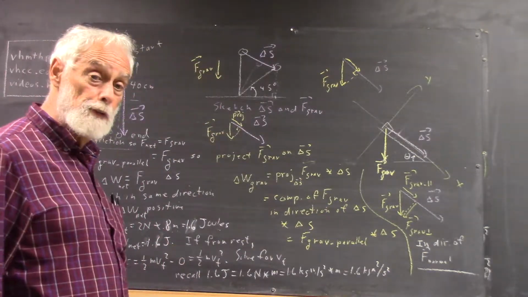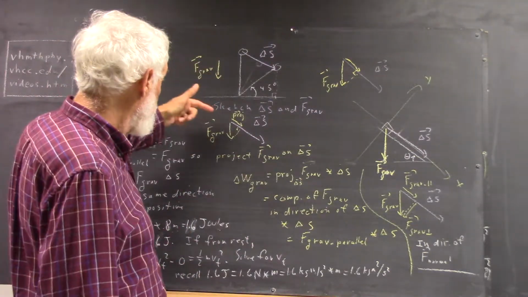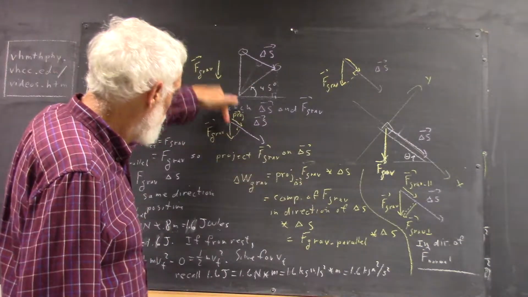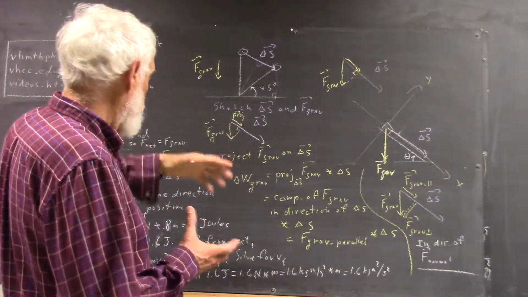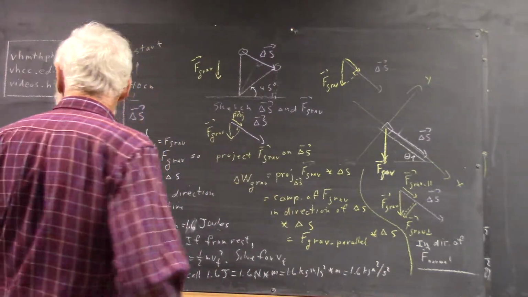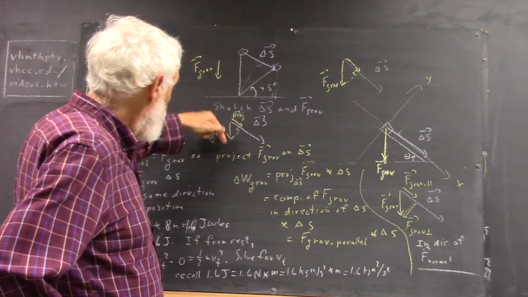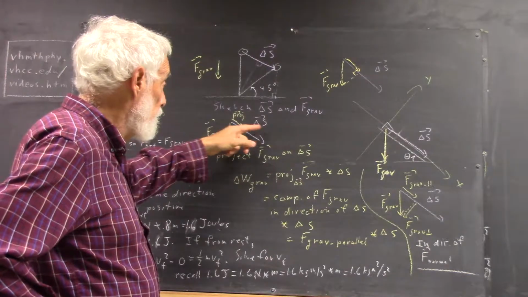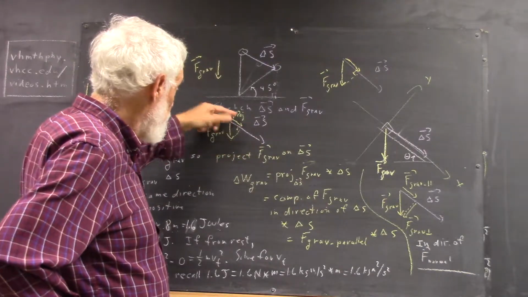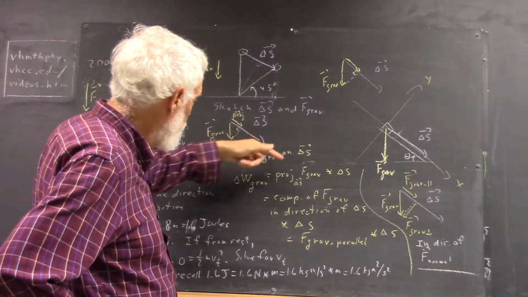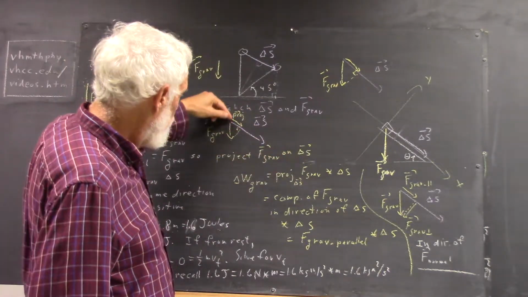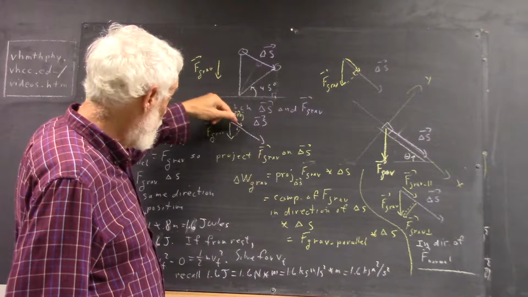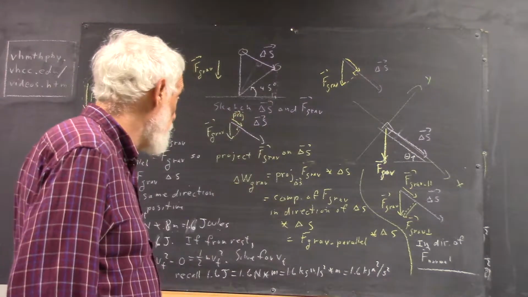Gravitational force is still straight downward, so your picture of your displacement and your gravitational force looks like this. And of course that depends on how long you draw your gravitational force. But the gravitational force then projects onto delta S. This projection is the component of gravitational force in the direction of delta S, and that's what you multiply. You multiply this component of the gravitational force by your displacement.